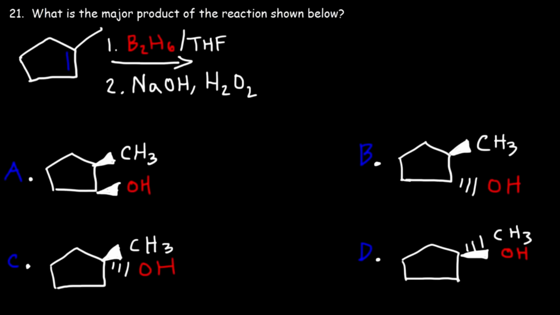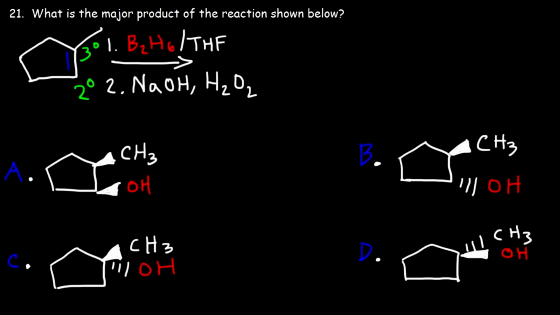Number 21. What is the major product of the reaction shown below? So we have a cycloalkene and a hydroboration oxidation reaction. What do you think the major product is going to be? Well, first, let's look at the regiochemistry. We have a secondary carbon and a tertiary carbon that are part of the double bond system.